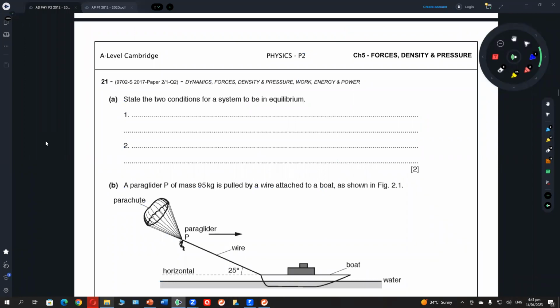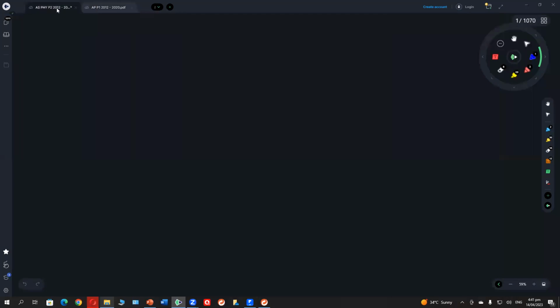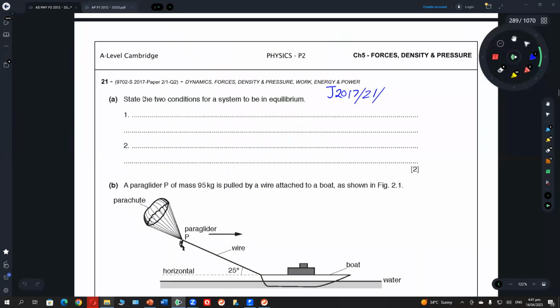Now this is June 17. Two conditions: now I take sigma F is equal to 0, sigma M is equal to 0.